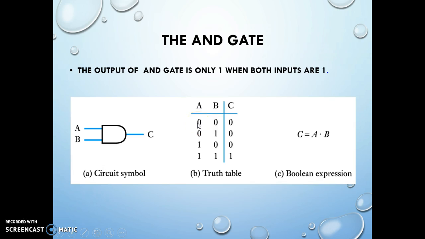So, if A and B both are 0, output is 0. 0 into 1, output is 0. 1 into 0, output is 0. And 1 into 1, output is 1.